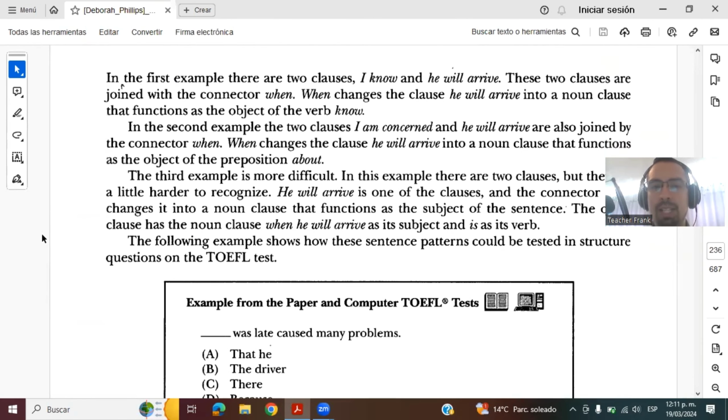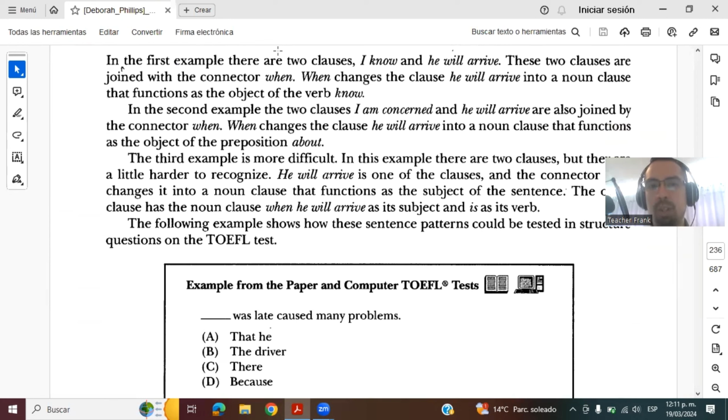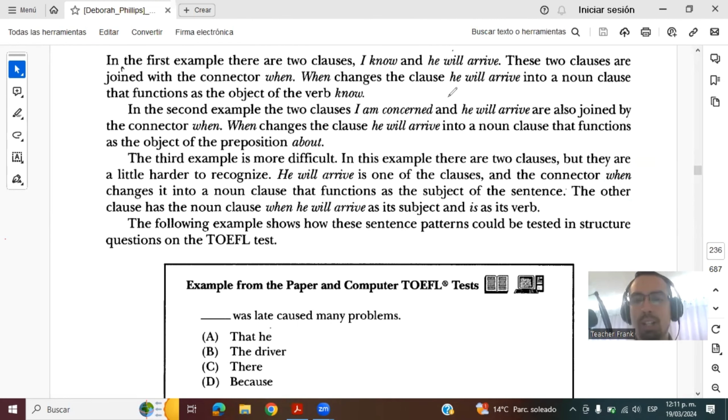Now, here it explains everything, right? In the first example, there are two clauses, I know and he will arrive. These two clauses are joined with the connector when. When changes the clause, he will arrive, into a noun clause that functions as the object of the verb know, right? That's why it's object of a verb. In the second example, the two clauses I am concerned and he will arrive are also joined by the connector when. When changes the clause, he will arrive, into a noun clause that functions as the object of a preposition, about, right? And that's why in the second example, it's an object of a preposition.